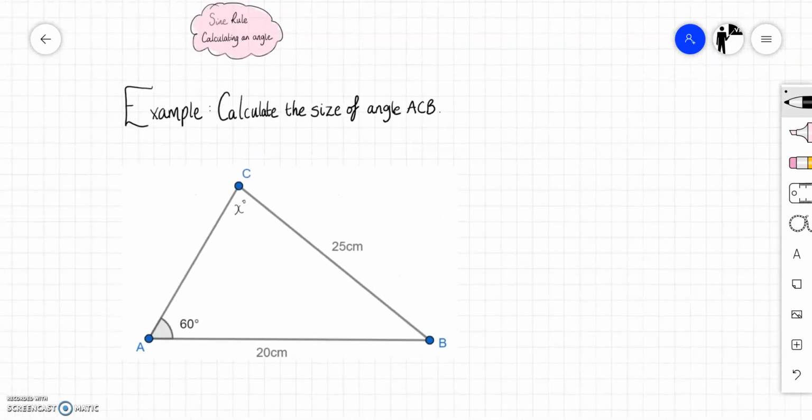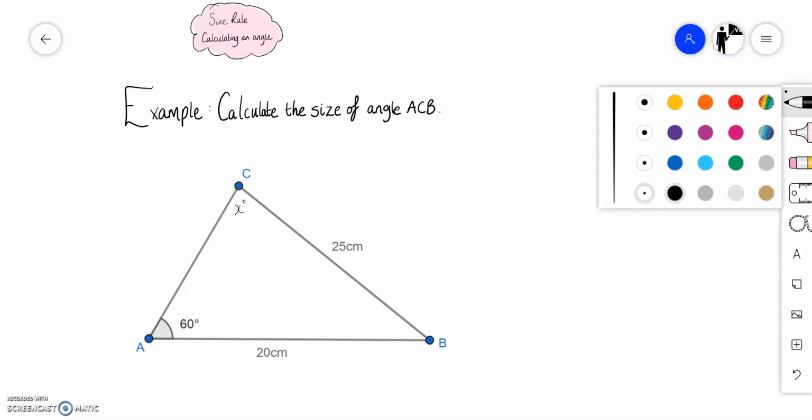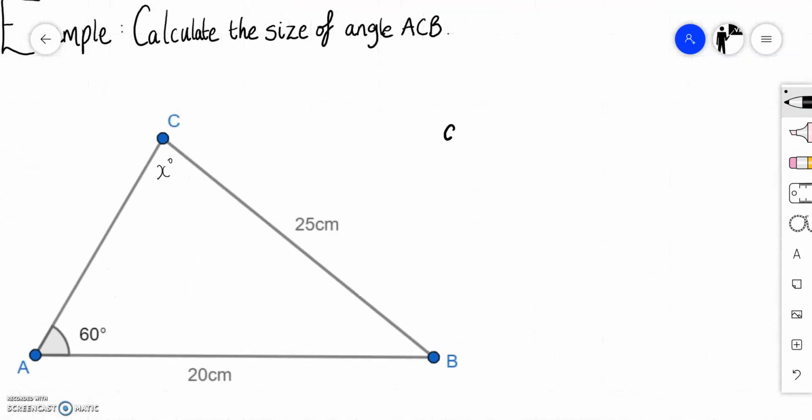So we are using the sine rule here. It won't immediately be obvious in an exam paper to use the sine rule, but today we're just going to look at the procedure and make sure we can use the sine rule. The sine rule is given to you on your formula list. It is a over sine A equals b over sine B equals c over sine C.